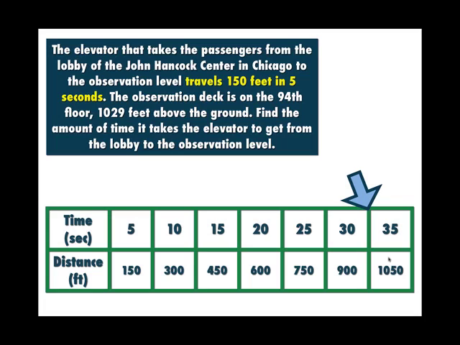Okay? So more than one way of solving a problem. The proportions are the way that we're choosing. But again, making a table would have been another way to at least get an accurate estimation of how many seconds it would take to get from the ground to the observation deck.